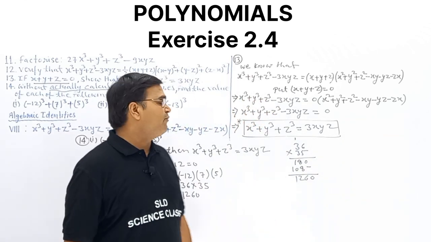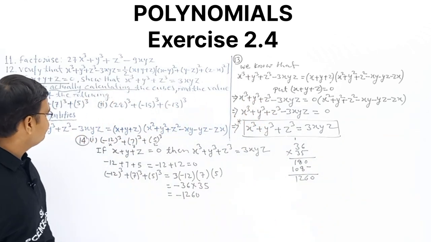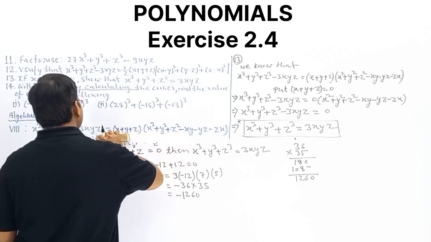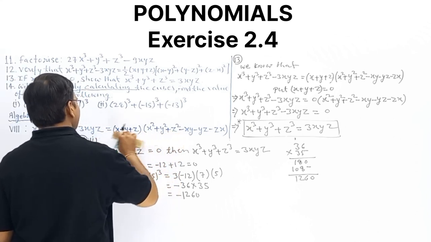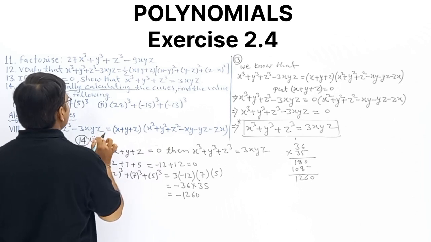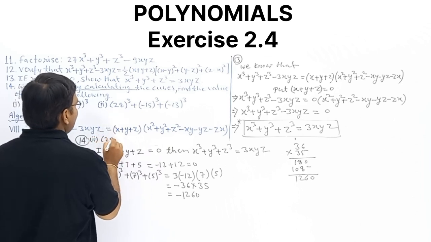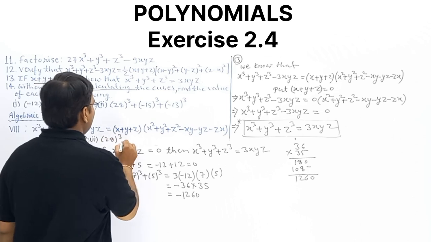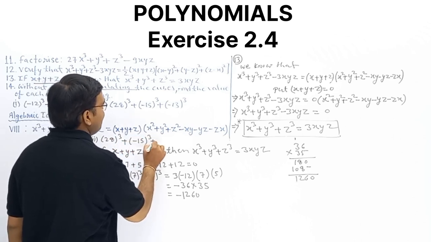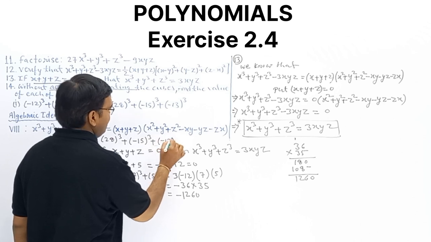Now the second question I am taking. Same process we will follow. In the second question only the values are changed. What is the second one? 28 cube plus minus 15 cube plus minus 13 cube.